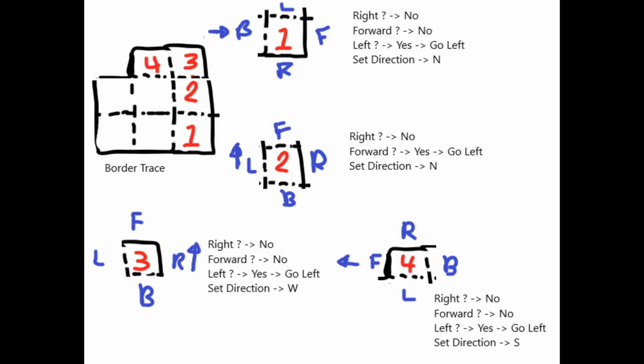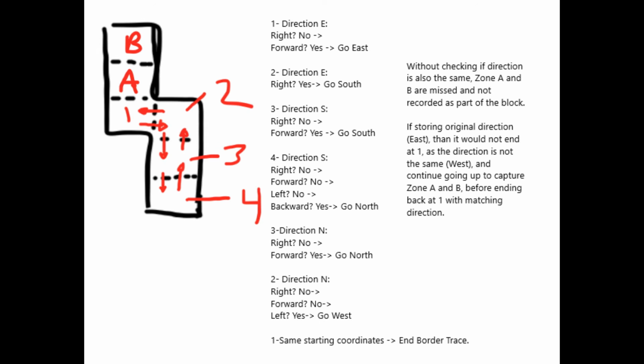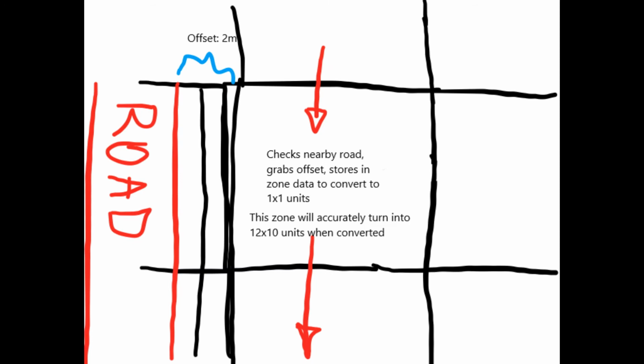Since it will always check the relative right direction first, it can trace out the edge successfully. It will stop once it has ended up at the first coordinate position and in the same direction. It must check the same direction as well, or it will prematurely end the block trace in certain circumstances. It will also determine offset based on nearby roads, which will help convert to 1x1 units more accurately.